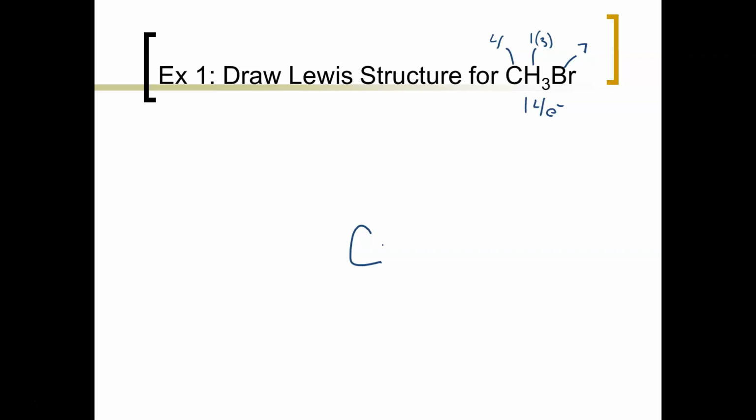And then you want to put all the other atoms around carbon. So let's go ahead and do that. So let's put our 3 hydrogens. You just really put them anywhere. I'll put 1 here on top. Put 1 here on the left. I'll put 1 here on the bottom. And then I'll put my bromine over on the right.